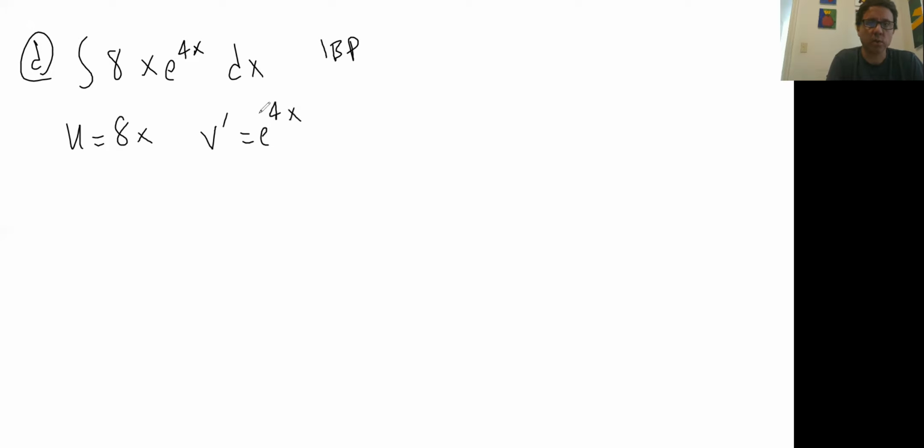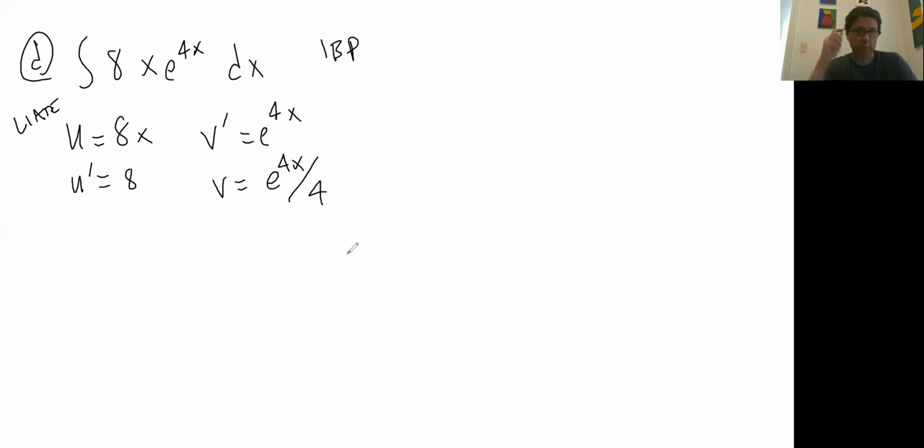D was 8x e to the 4x, and you could just pull the 8 out as a constant multiple, or you can do integration by parts and just do 8x e to the 4x. So you use LIATE. Algebra comes before exponential, so you put the 8x here as u. u prime is 8. v is not e to the 4x, but e to the 4x over 4.